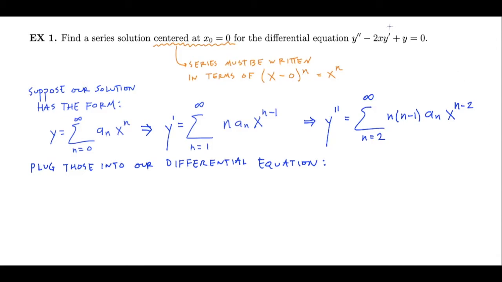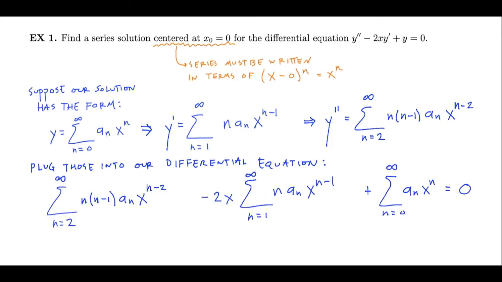I'll take those ingredients and plug those into our differential equation. That is to say, here in my differential equation where it says y double prime, I will plug in this entire power series. Then I'll have minus 2x times y prime. So for y prime, I will plug in this entire power series, etc. Let's give that a shot. So plugging those ingredients into my differential equation, I get this expression here. Again, you should just verify that this is y double prime minus 2x times y prime plus y equals 0.